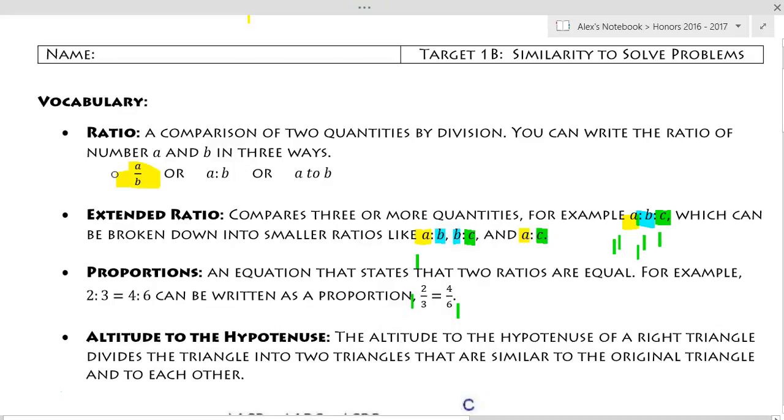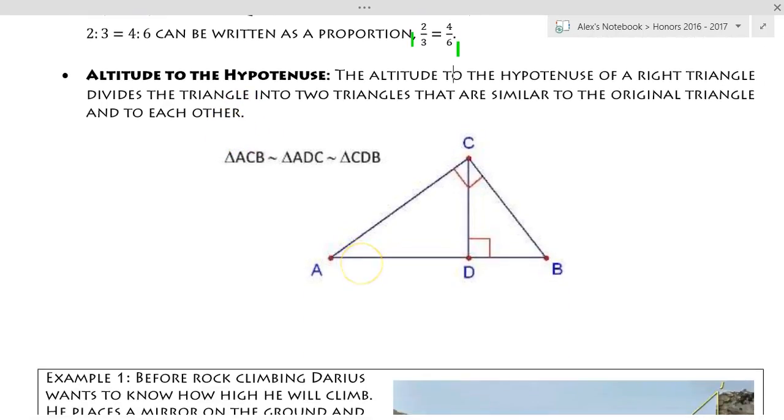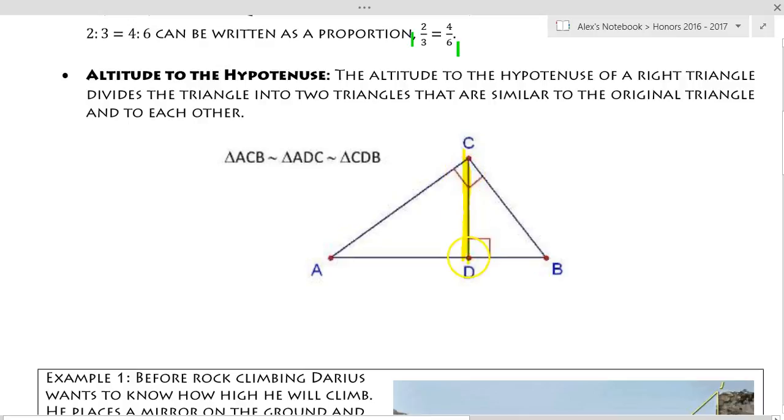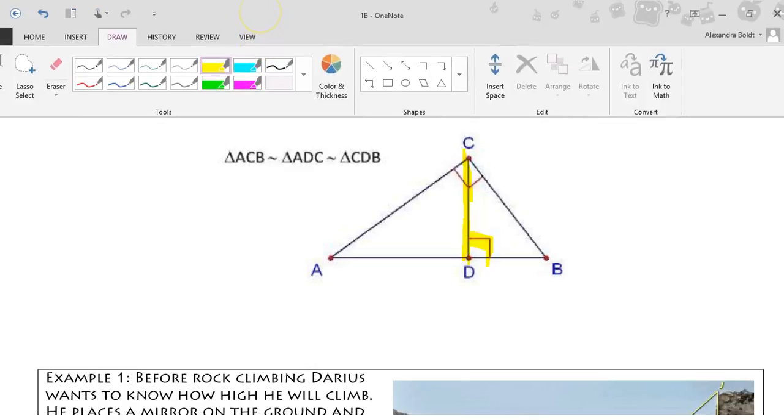The last thing we're going to look at is a theorem, the altitude to the hypotenuse theorem. This theorem states, if I have an altitude, and remember an altitude is this line here, it creates that right angle to this. So if I go from the 90-degree angle and create a right angle with that hypotenuse, that's your altitude. The altitude to the hypotenuse of a right triangle divides the triangle into two triangles that are similar to the original triangle and to each other.